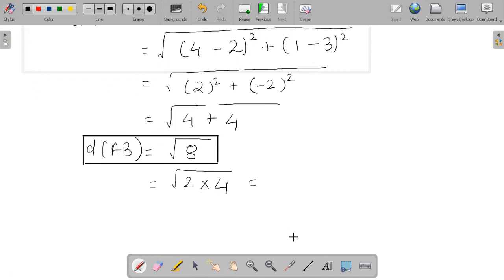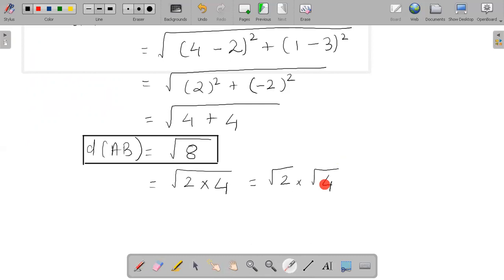Now, since there is a multiplication sign, pay attention to the words that I'm using. Since there is a multiplication sign here, we can separate the root for 2 and 4. So you separate the root, put the root for 2 into, and then the root for 4. Is this clear? Yes. You can separate the root because there is a multiplication sign.